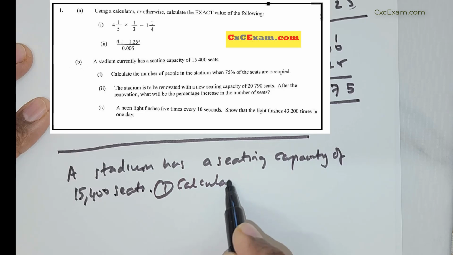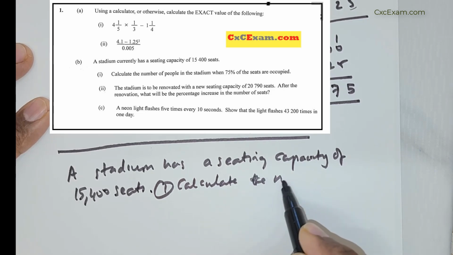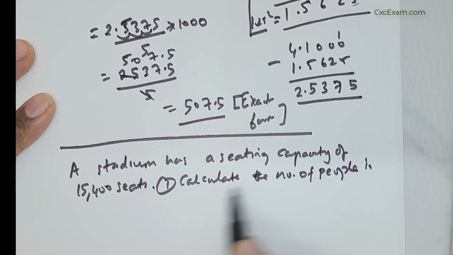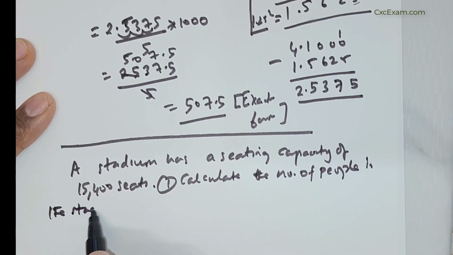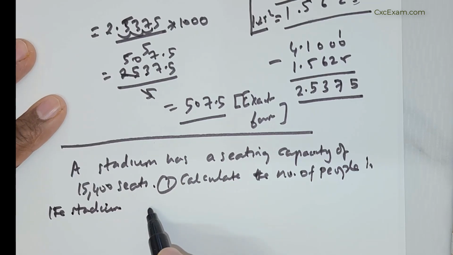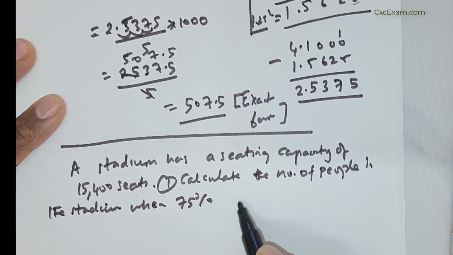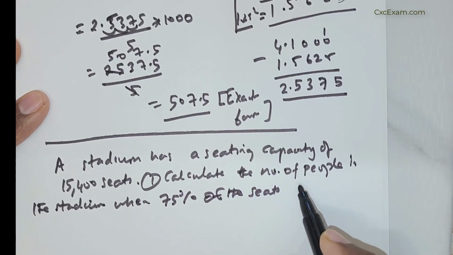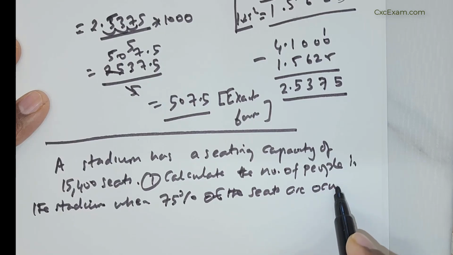Calculate the number of people in the stadium when 75% of the seats are occupied.